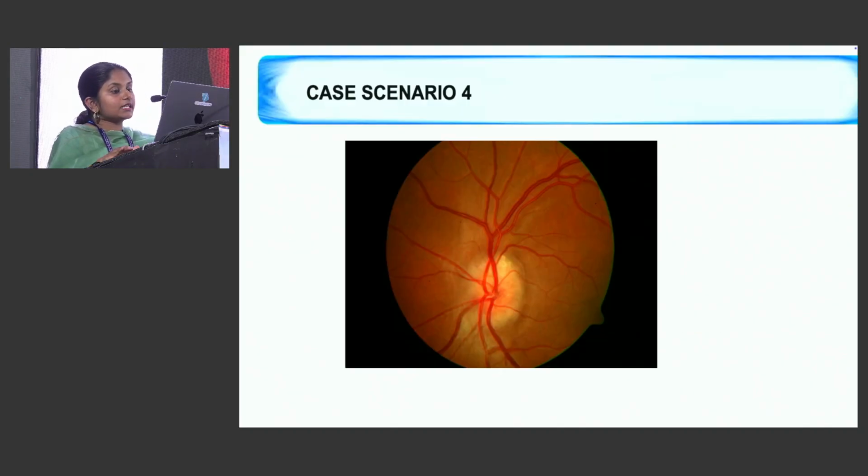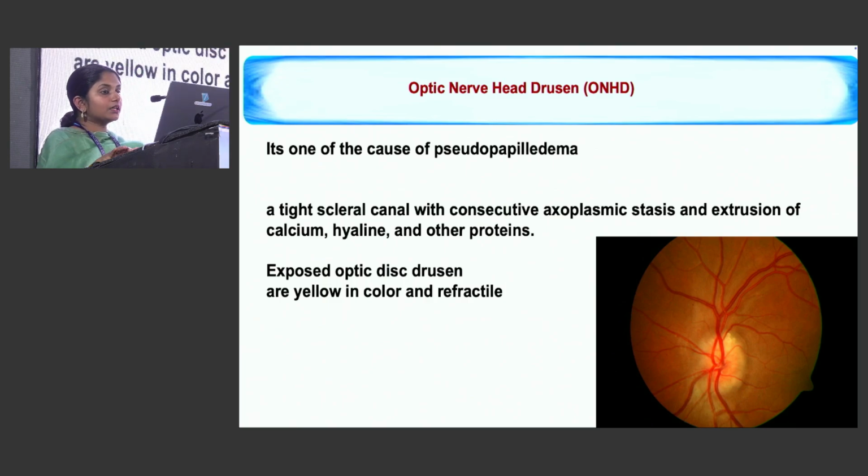Case number 4, this is an incidental finding which we noted in one patient, in which we can see a yellowish white crystal-like deposit over the disc. This is the optic nerve head drusen. It is one of the causes of pseudopapilledema.